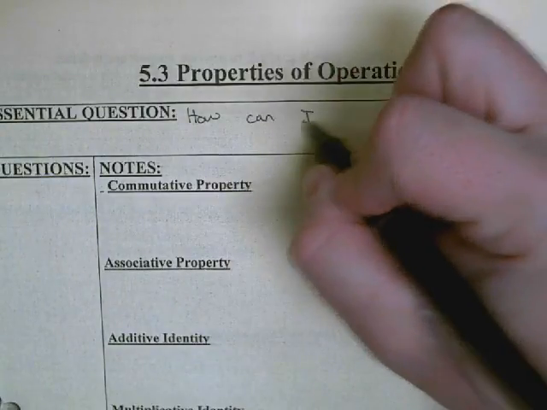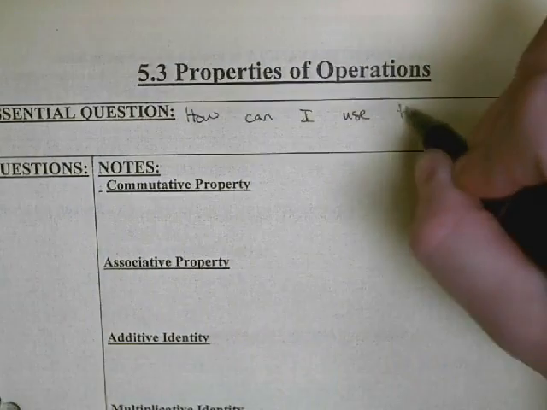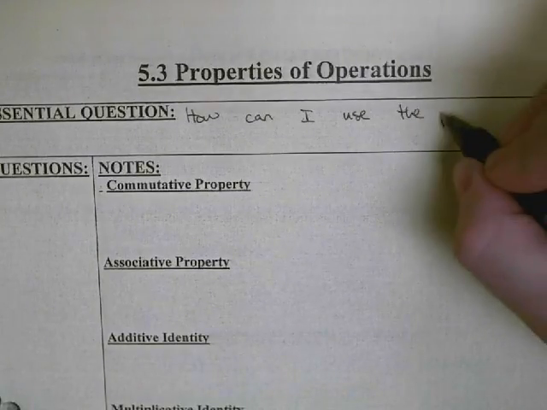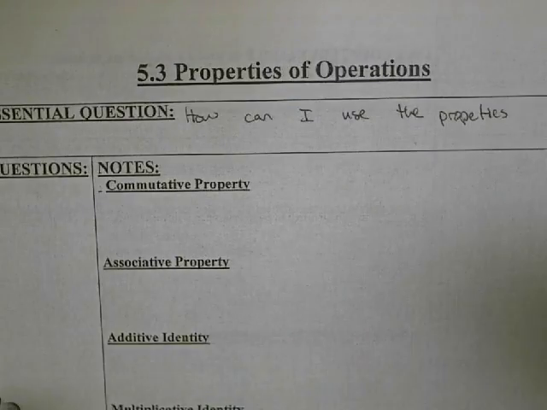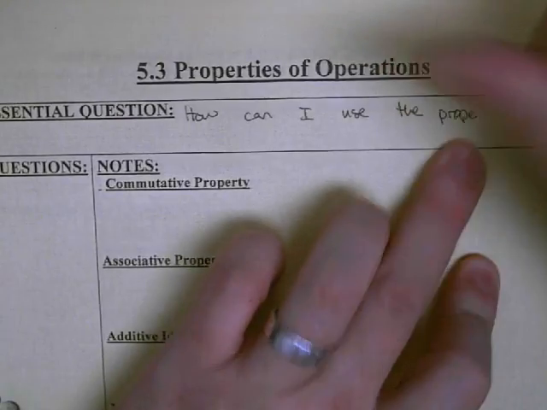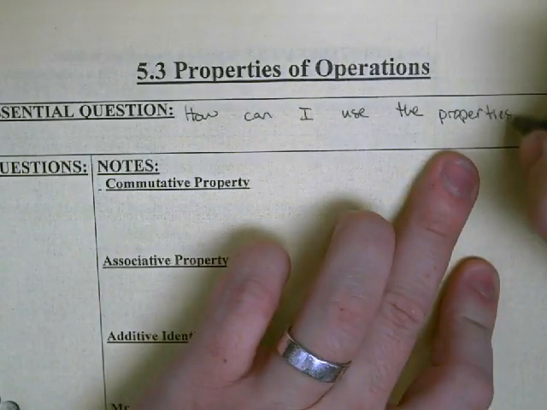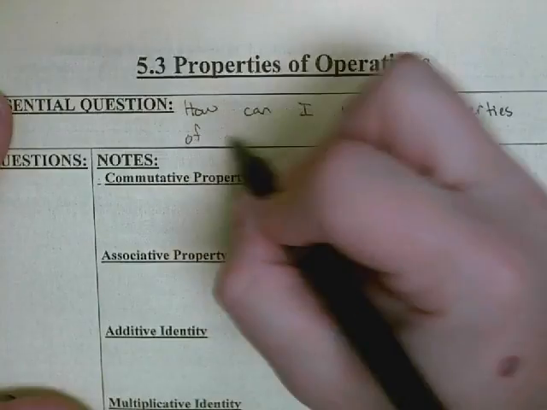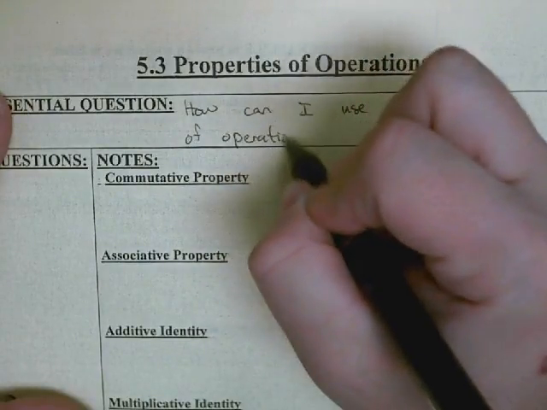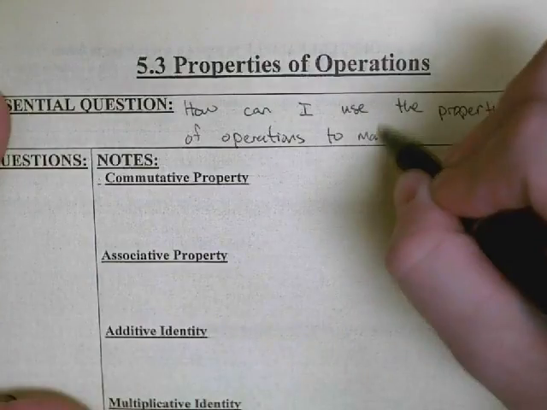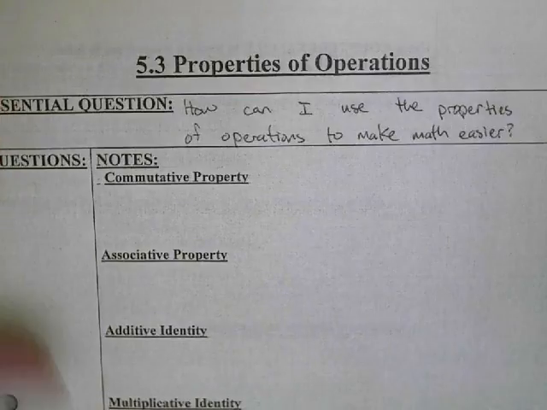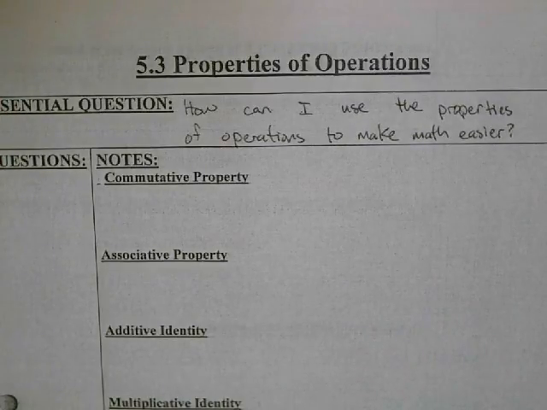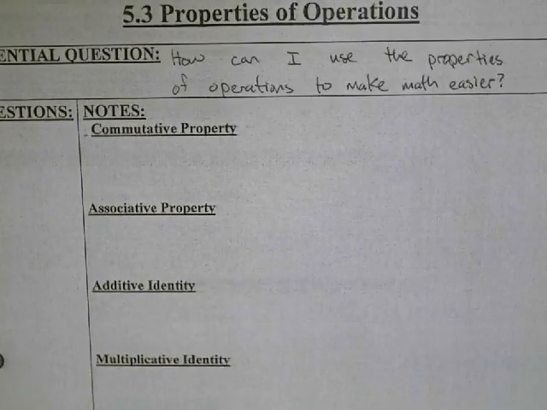how can I use the properties of operations to make math easier? How can I use the properties of operations to make math easier? So we'll write our definitions with some examples of each property.